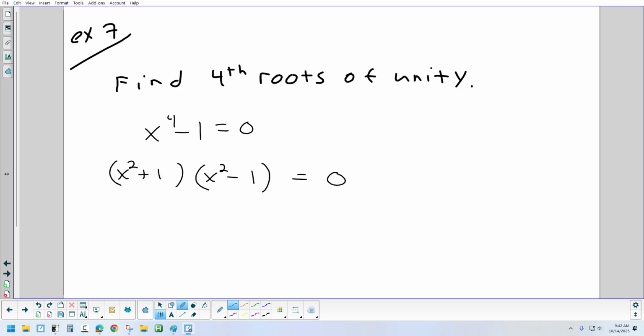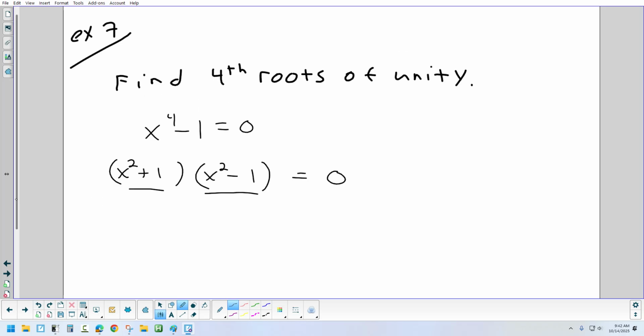Now, you can check it. That gives you x to the 4th minus x squared plus x squared minus 1. Now you have two quadratics. You've already gotten it down to a problem you can solve with the quadratic formula. But these quadratics are simple enough, we don't even need the quadratic formula. We can just set each factor equal to 0 and solve.